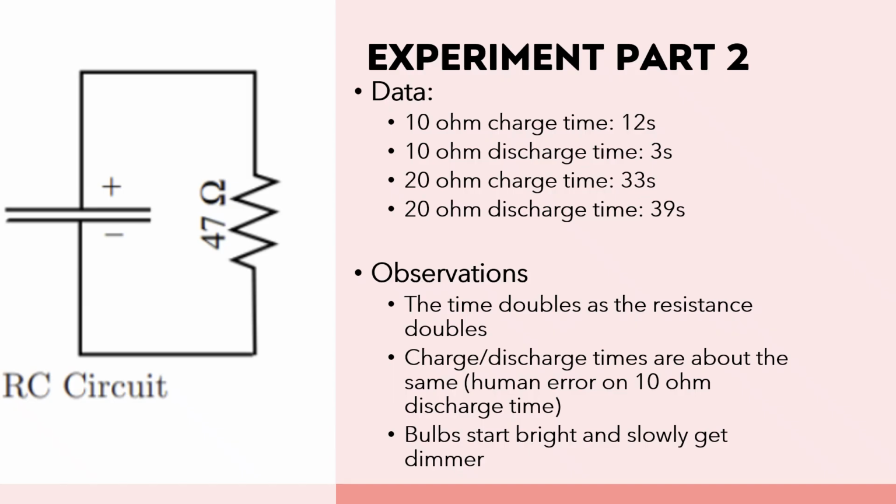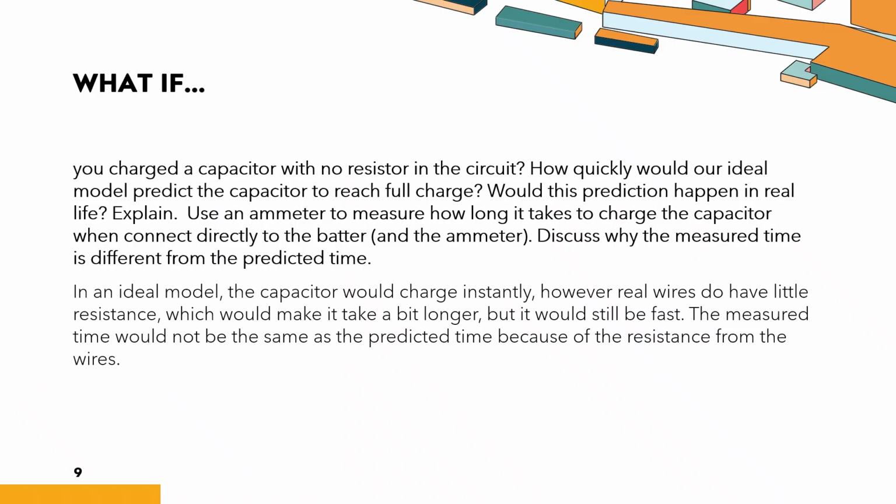Our data: the 10 ohm charge time was 12 seconds and discharge time was 3 seconds. The 20 ohm charge time was 33 seconds and the discharge time was 39 seconds. So the time doubles as the resistance doubles. The charge and discharge times are about the same. There was probably some human error with the stopwatch on the 10 ohm discharge time. And the bulbs start bright and slowly get dimmer.